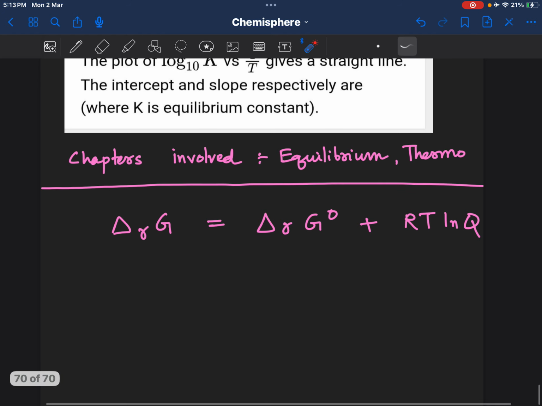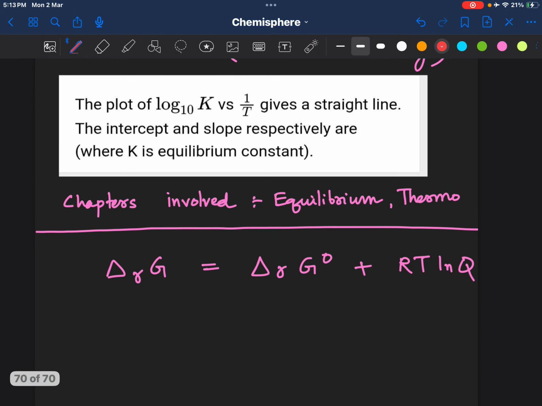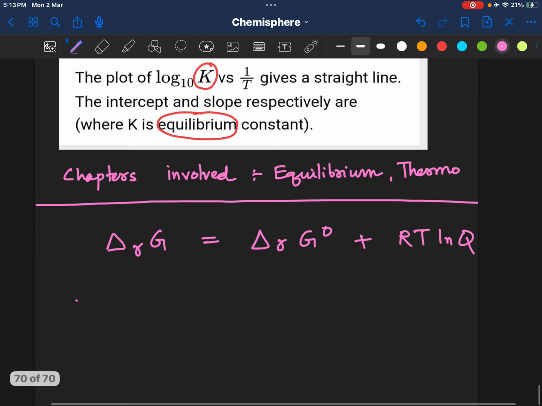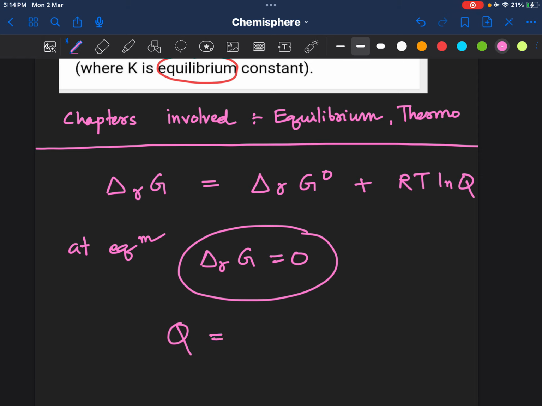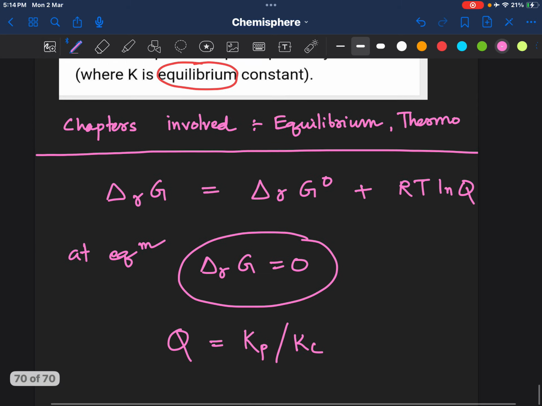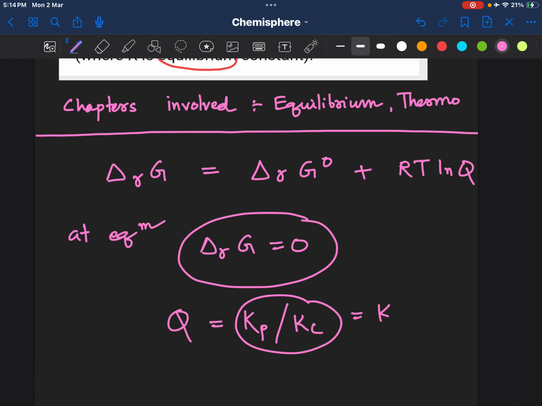Now, in the question, we can see that they are talking about log 10 K. That means they're talking about equilibrium. So we'll focus on what happens at equilibrium. At equilibrium, we know that delta Rg is equal to 0. That is, the change in Gibbs free energy of a reaction is 0. And we know that the reaction quotient Q is equal to Kp or Kc, depending upon whether you are expressing the concentration or the partial pressure. Here nothing is mentioned, so let's take Q in general as K.